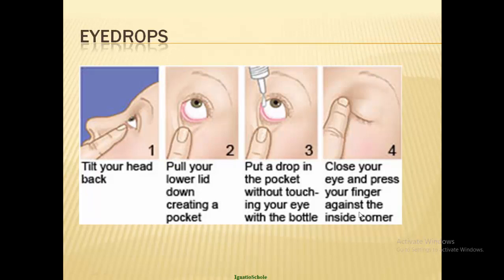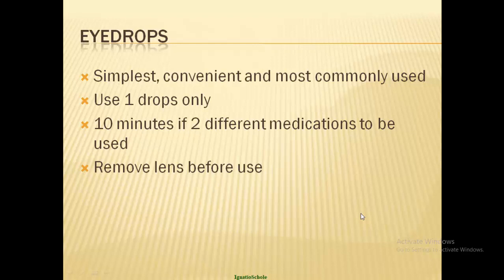If eye drops are used, you first have to ask the patient to tilt their head back and pull the lower lid to create a gutter, and put only a drop of the drug into the gutter without touching the eye or any part with the tip of the bottle to maintain asepsis, and then press the inside corner of the nose to obstruct the nasolacrimal duct and prevent any medication from going into the mouth or nose, to prevent systemic absorption.